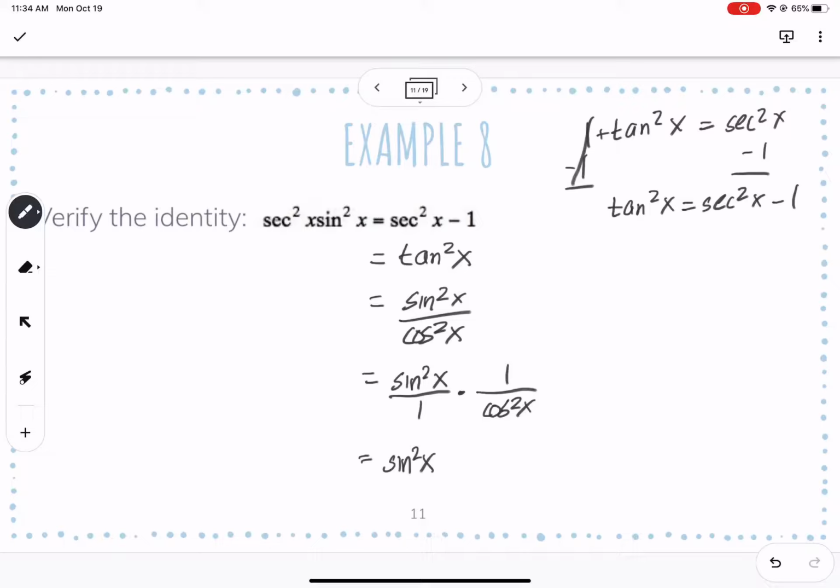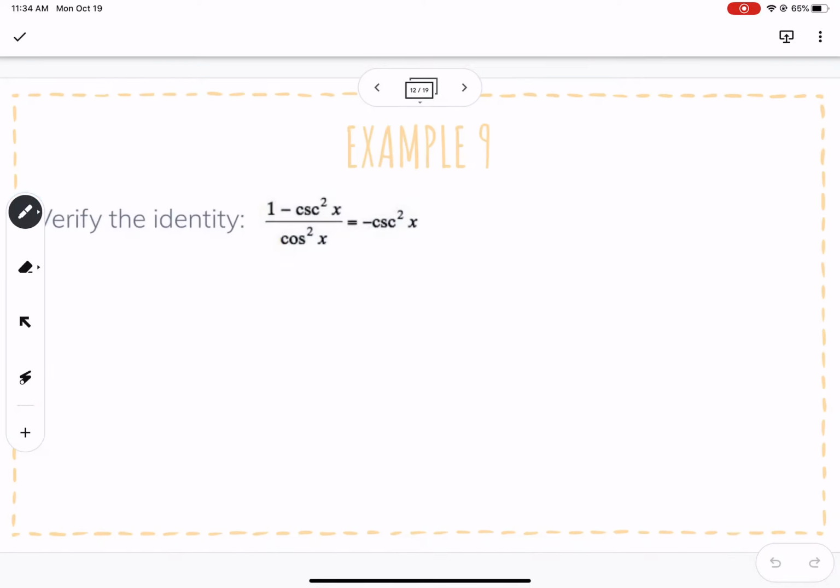Now, 1 over cosine, another way to write that is secant. Those are reciprocals of each other. So I can rewrite 1 over cosine squared as secant squared. And I have it in a different order, but I still technically have exactly what I have on the left side. Remember that multiplication is commutative, so I can switch the order around and it doesn't matter. So I have proven and verified the identity.